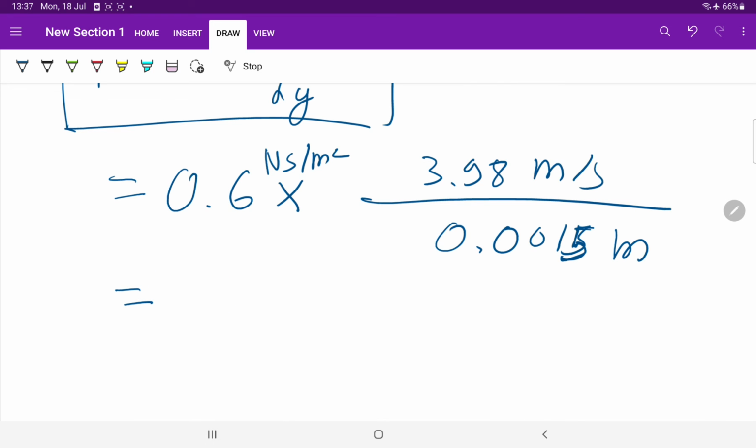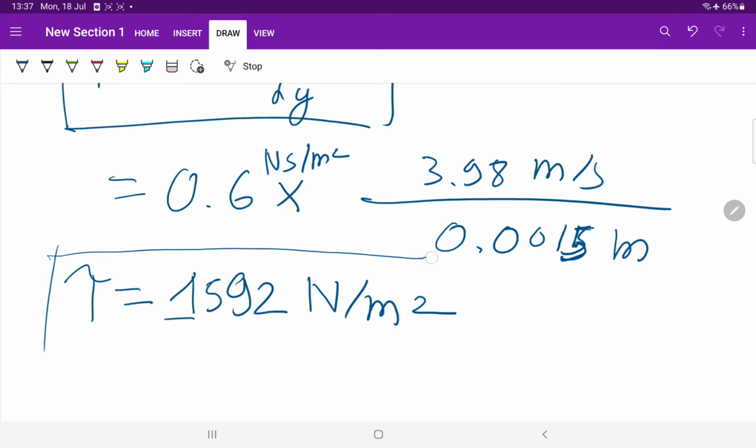So 1592, if you just look at the units, it will be Newton per meter square. The meter cancels, and second will also be cancelled here. So what remains is Newton per meter square, which is the unit of tau. And now tau is also called the shearing stress. So we found the shearing stress, and the shearing stress unit is Newton per meter square here.